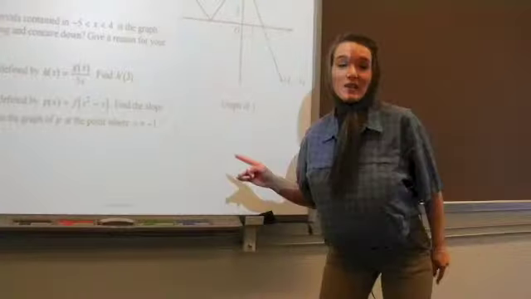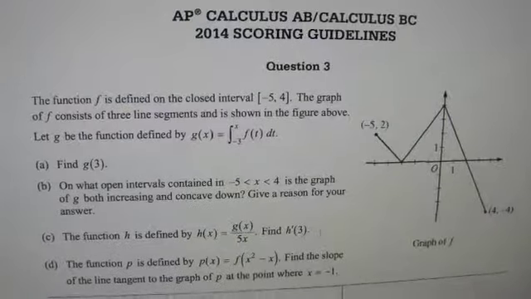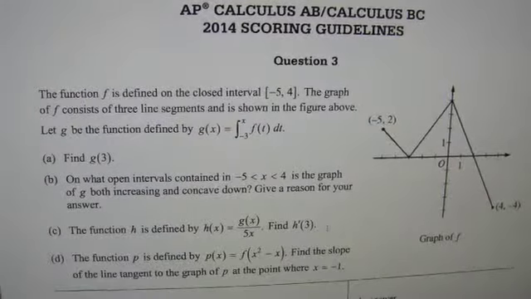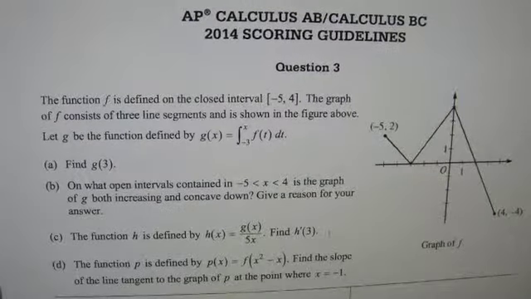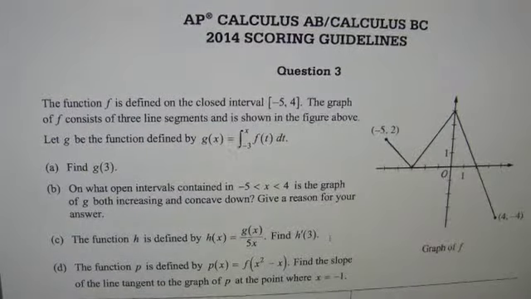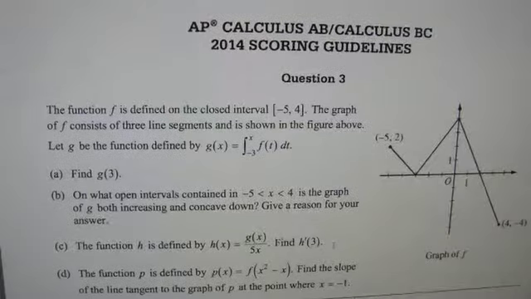Let's face it, calculus can be confusing. You may struggle with derivatives, integrals, and simple algebra. Just look at this puppy here. The question states that the function f is defined on the closed interval from -5 to 4. The graph of f consists of 3 line segments and is shown in the figure here.